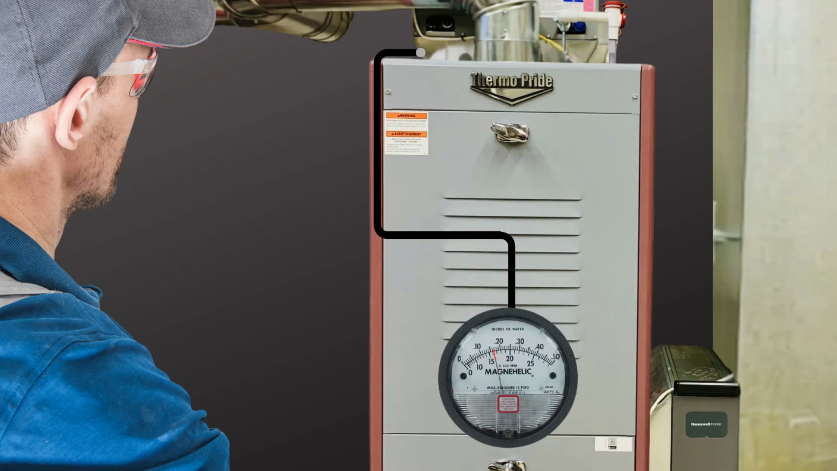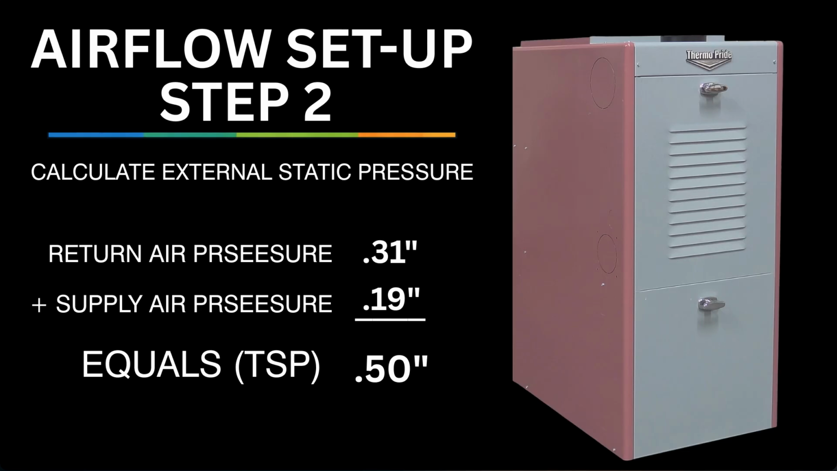Record the value. Supply side pressure. Measure in the supply plenum just outside the furnace. This captures the positive pressure being delivered into the duct system. Record the value. Total external static pressure. Now combine the two. Return pressure plus supply pressure equals total external static pressure. This is the value used on the airflow chart.